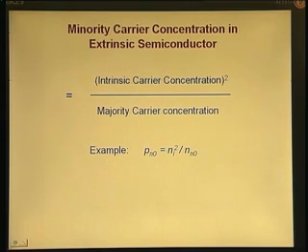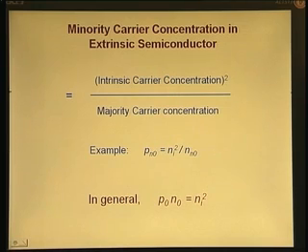So p_n0: p is the hole concentration, suffix n is the N-type semiconductor, and suffix 0 represents equilibrium. So the equilibrium concentration of holes in an N-type semiconductor, which is also the minority carrier concentration, is given by n_i squared divided by n_n0. In other words, in general we will show that under equilibrium conditions the hole concentration times the electron concentration, the product, is equal to the square of the intrinsic concentration. p_0 n_0 is n_i squared.